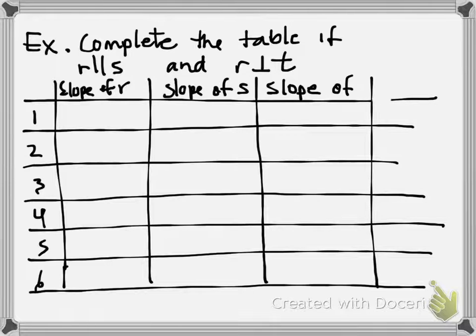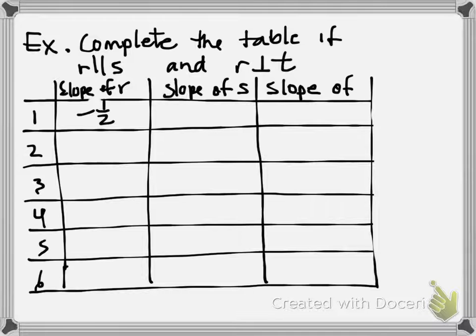I'm just going to erase these loose ends. Okay, so I'm going to give you, in the first one, the slope of R is -1/2. In number 2, the slope of T is 1/6. In the third one, the slope of S is 1/5. In 4, the slope of S is -4. In 5, the slope of T is A. And in 6, the slope of T is 3B/4.